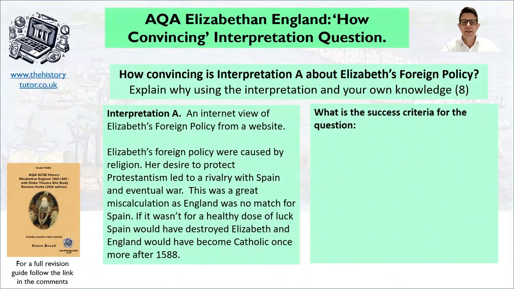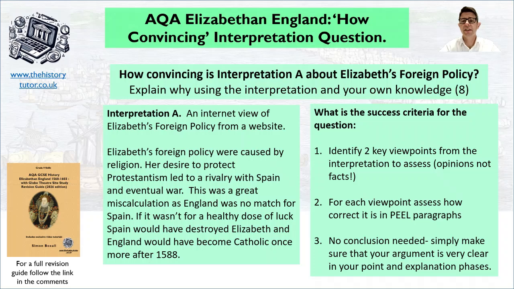Let's get to this question then. So how convincing is interpretation A about Elizabeth's foreign policy? So explain why using the interpretation and your knowledge. So here is the full question. There's the interpretation. But firstly, what do you think would be a good success criteria for this question? How would we answer this successfully? Have a look at your revision guide and you'll find space to jot some ideas and think about the wording of the question. What do we need to do to be successful with this question?